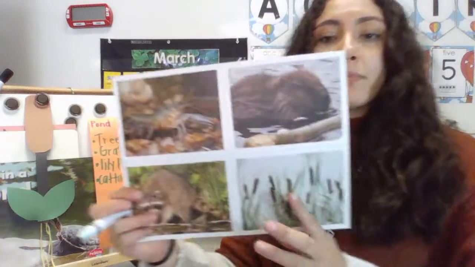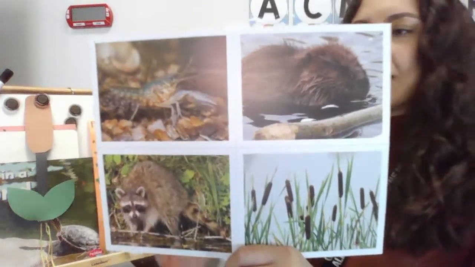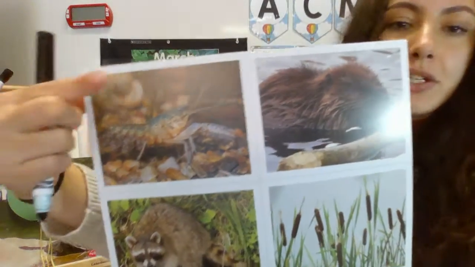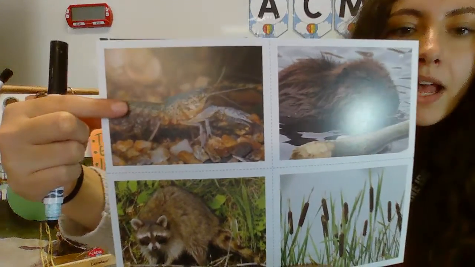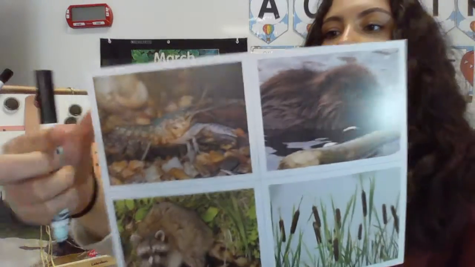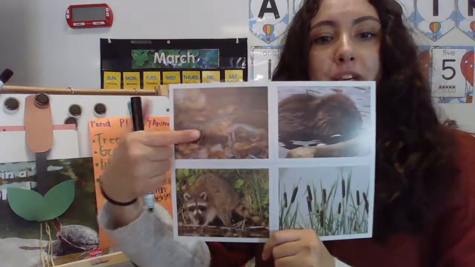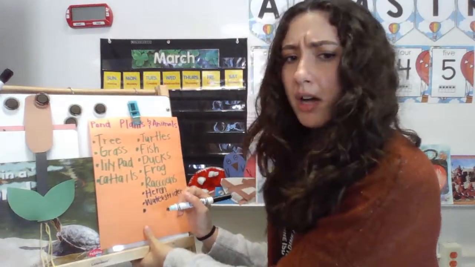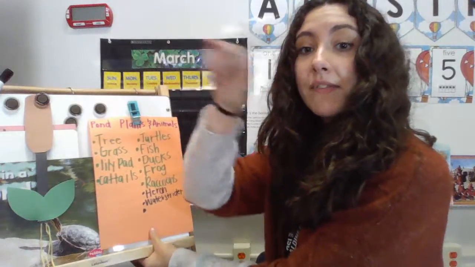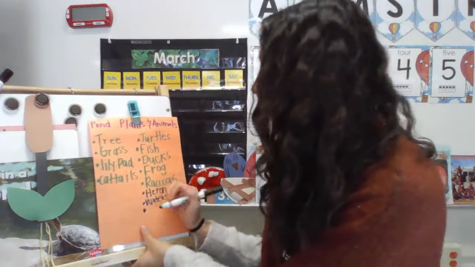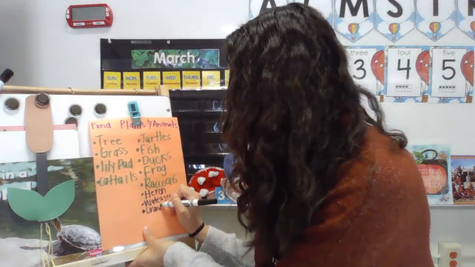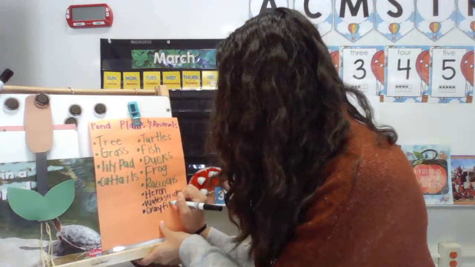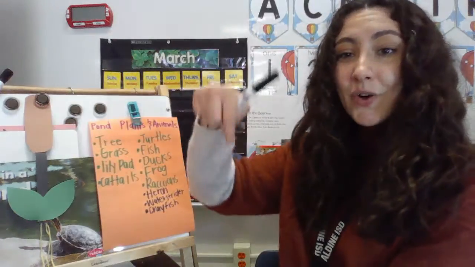Let's take a look at some more plants and animals that live in the pond habitat. Do you remember what this is called? A crayfish. Is a crayfish a plant or an animal? A crayfish is an animal. And where did they live in the pond? Did they live on the surface? Did they live around the pond? Or did they live down in the water? Crayfish live down in the dirt of the murky, murky water.